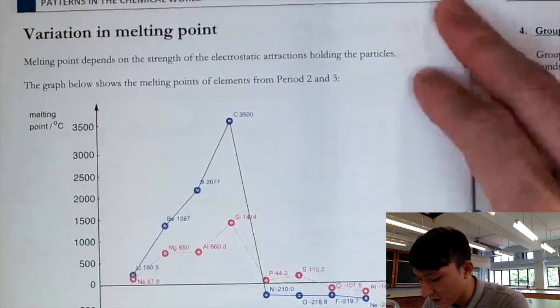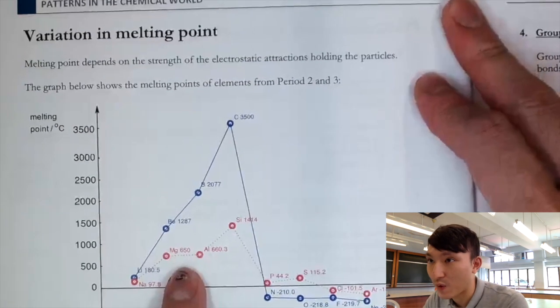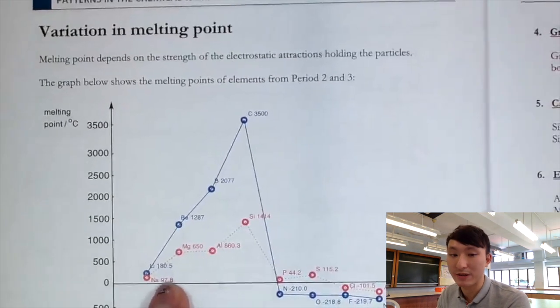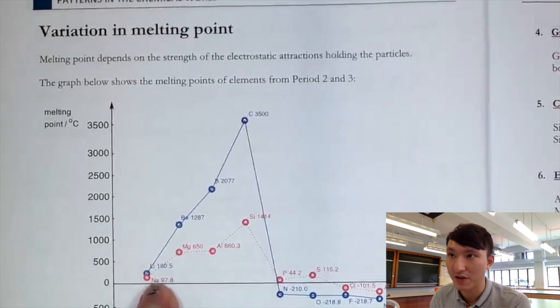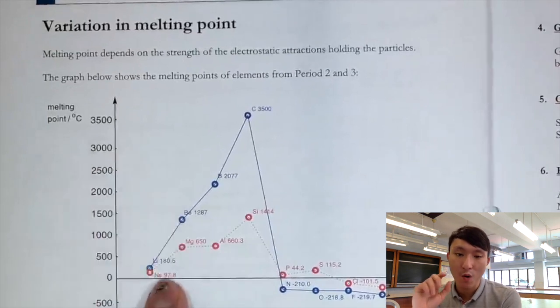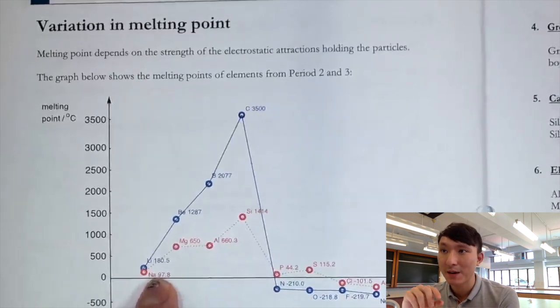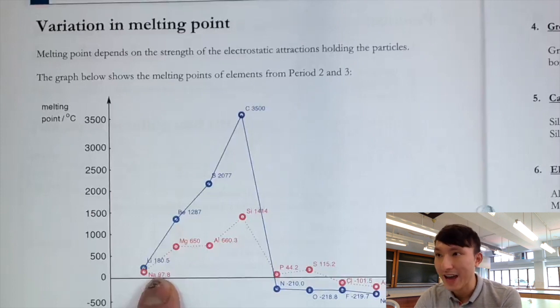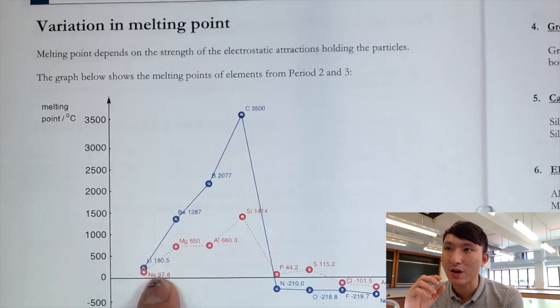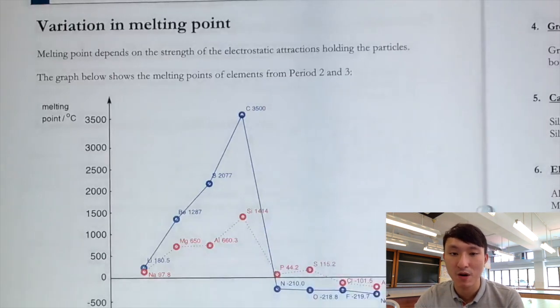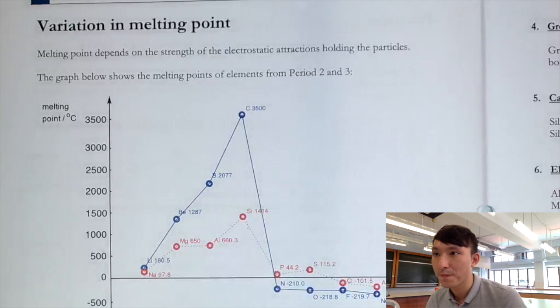Now, I want you to focus on the red one, which is talking about the period 3 elements, starting from sodium to argon. We are talking about melting point. Always remember, melting point depends on the structure and also the bonding, okay? If you have a giant structure and a strong bonding holding the particles together, then it should have a high melting point. On the other hand, if you have only weak forces holding the particles or molecules together, then your melting point is low. So we try to explain all of these using bonding and structure, using what we have learned in Form 4.